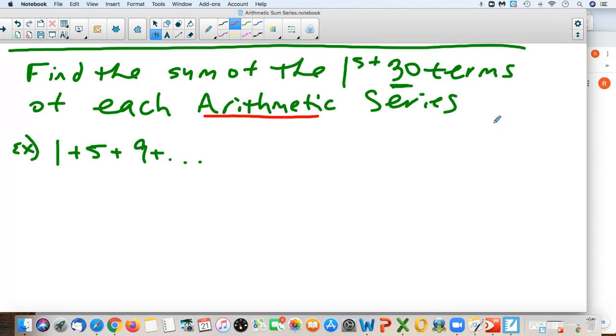So let me come over here and do 5 take away 1. We get 4. Hard to write with a mouse. Then we're going to do 9 take away 5.